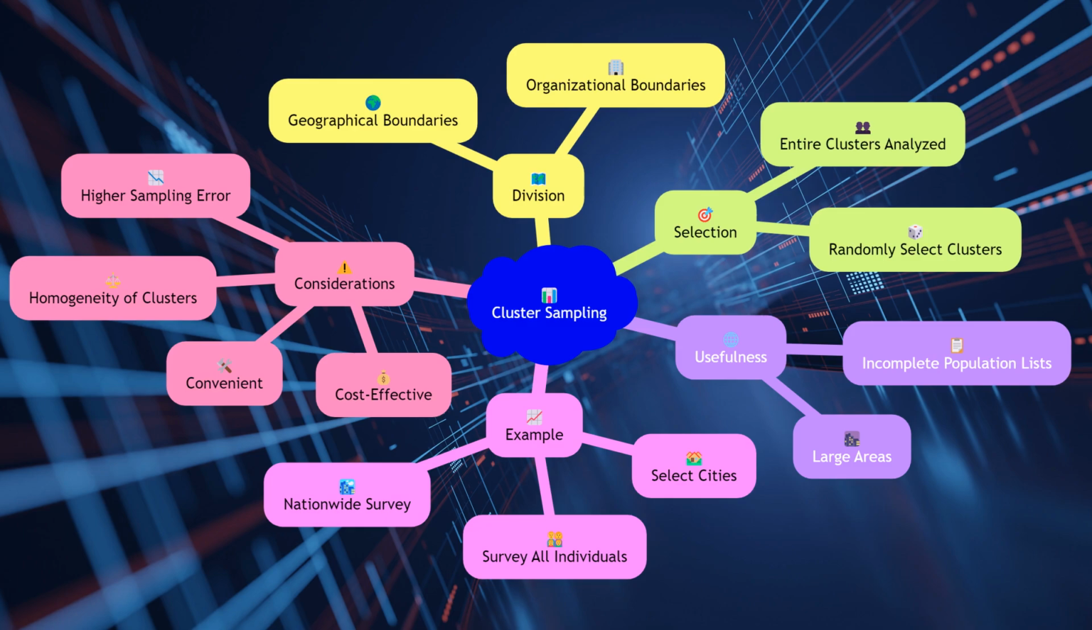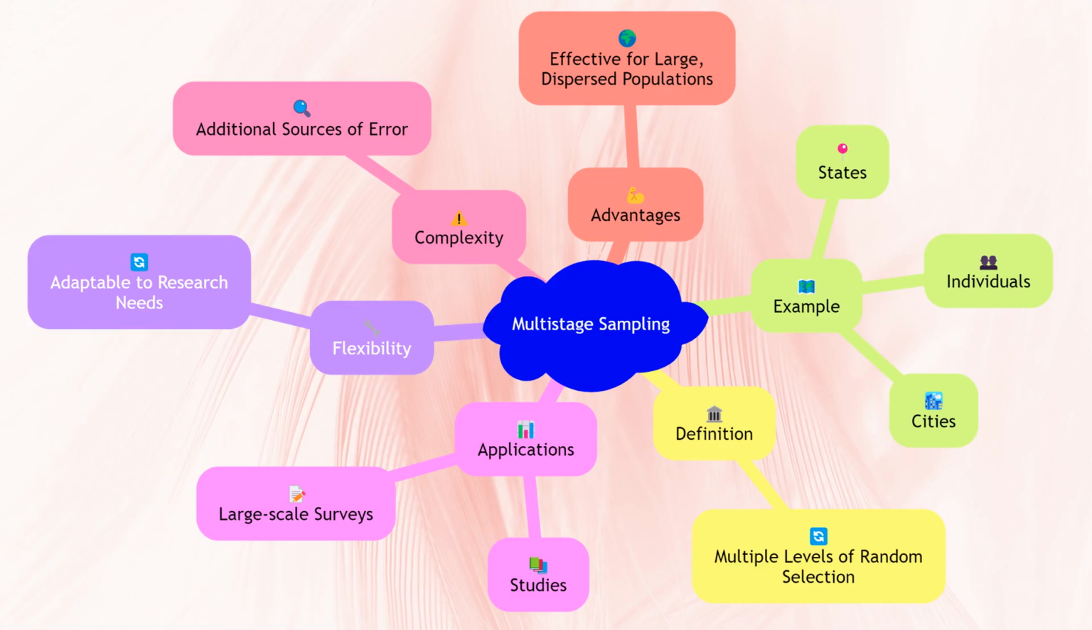For example, in a nationwide survey, you might randomly select a few cities and survey all individuals within those cities. While cluster sampling is cost-effective and convenient, it can introduce higher sampling error compared to other methods, especially if the clusters are not homogeneous. Multi-stage sampling is a complex form of cluster sampling that involves multiple levels of random selection.